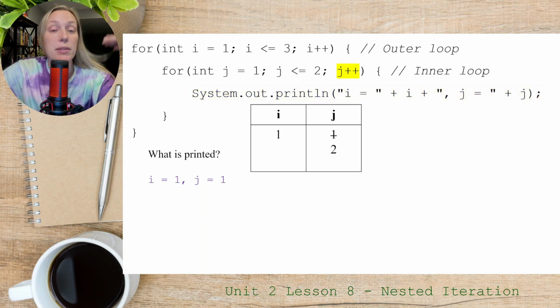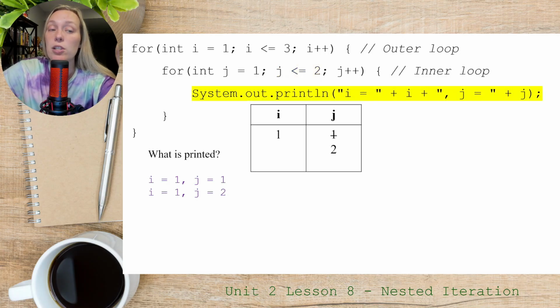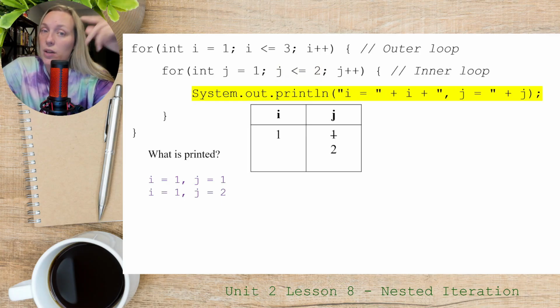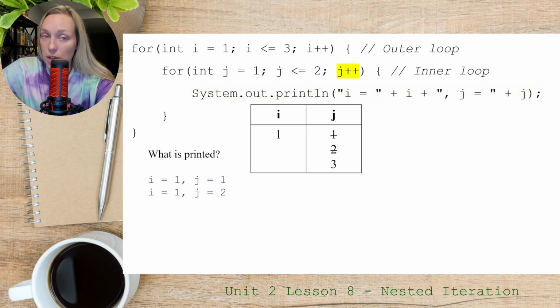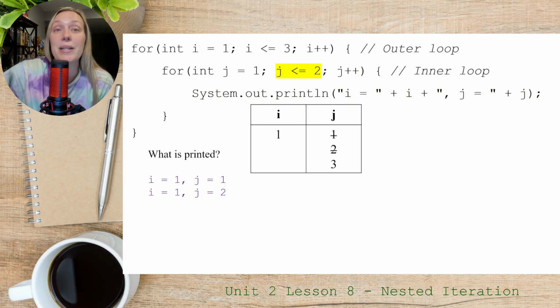Then I come up, I'm still in the inner loop, j increases by 1, and then I check my condition again because I'm in the inner loop. j is still less than or equal to 2, so I'm going to print off this statement again. i equals 1, j equals 2. Then j is going to increase to 3. I'm going to check my condition, and my condition is false now. Since the condition is false, the inner loop is done.